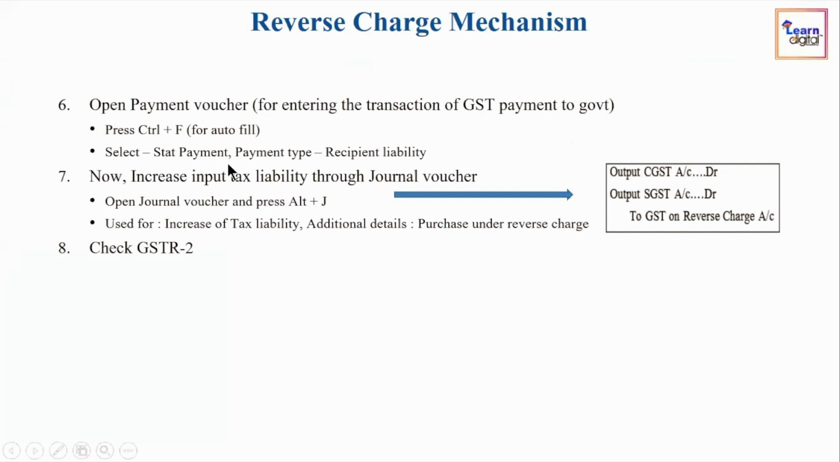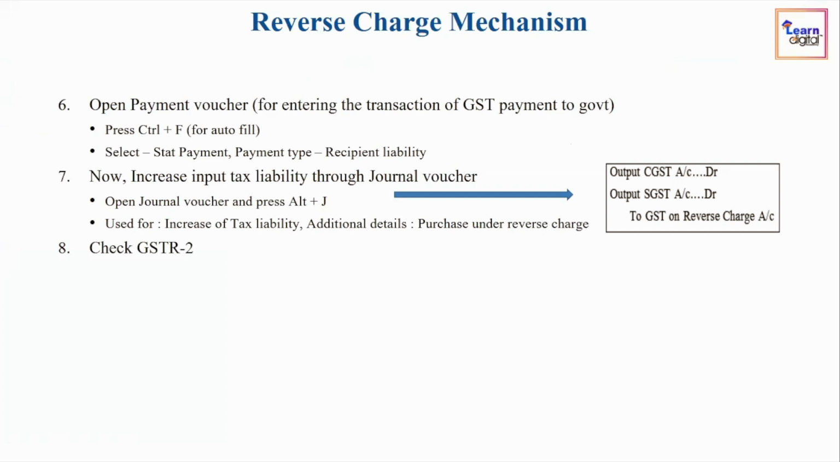Now after paying to the government, what do we have to do? We have to increase our input liability, so that whenever we pay our other output tax to the government, what generally we do, before paying tax to the government, we adjust our ITC, input tax credit. Generally this is the procedure.